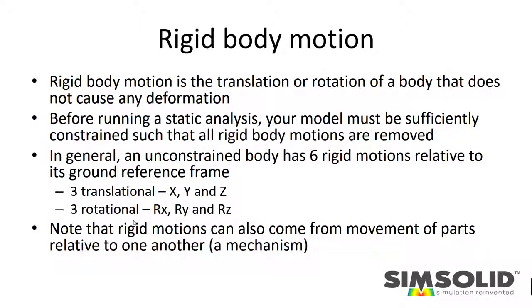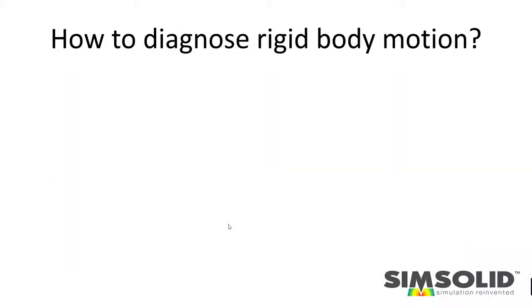Also, as I mentioned, these rigid motions, and this is the more subtle one, can come from movement between parts. So although the assembly is connected to ground adequately, you can still have mechanisms that are sometimes very difficult to visualize. And I think that's where this new rigid body motion capability that SimSolid has helps.